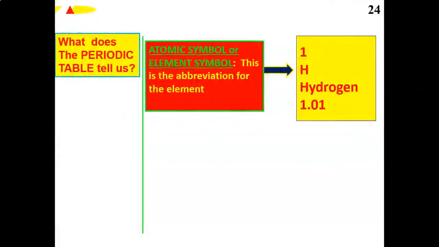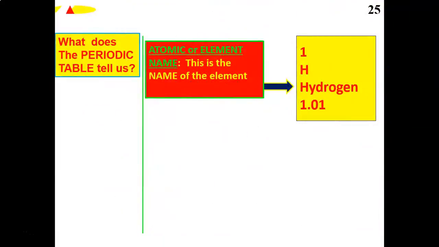All right, atomic symbol, and that's simply the abbreviation, and those are important to know because those are what you're going to write when you write chemical compounds or chemical reactions. You're going to use the atomic symbols. So H is the atomic symbol for hydrogen. And then the name. Some periodic tables don't put the name. I think they all should, but some don't. But the one that you have does have the name in that box.